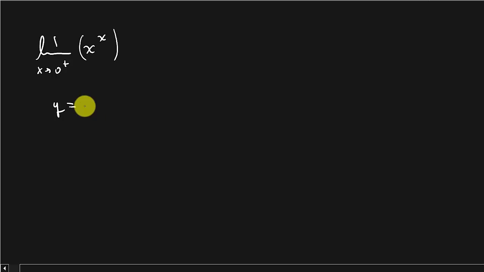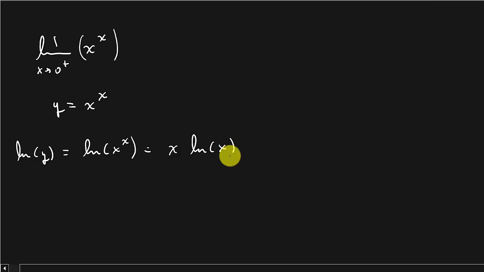So I'm going to let y equal x to the x. So natural log y is equal to the natural log of x to the x. I just took the natural log of both sides. And don't we have a property that says we can take the x and pull it down in front? So that's x natural log x.